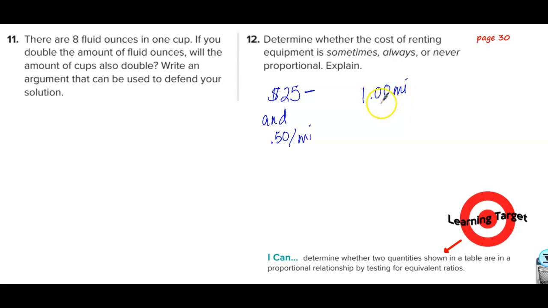So I would say sometimes, because sometimes they're just going to charge you a flat rate, you know, here you can rent a ladder for $10 a day. All right, no upfront fee or anything, that's proportional. But if they charge an upfront fee or some other thing, or like maybe they say, okay, you're going to pay $25 per day and 10 cents a mile, that's not going to be proportional either. So sometimes would be the answer I would give to that one.